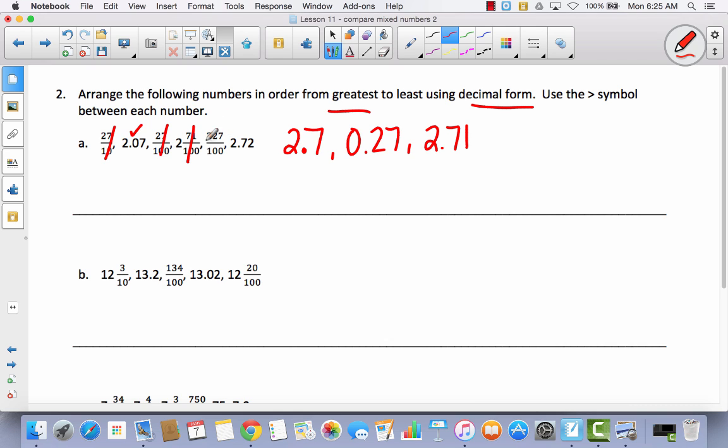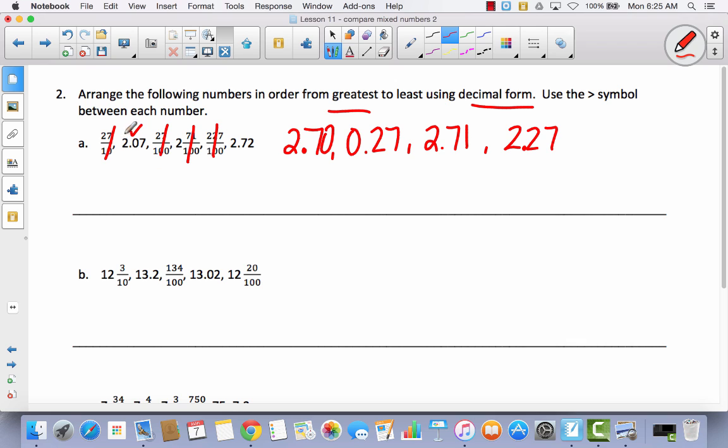And then I've got 227 hundredths. So let's look at that. 227 hundredths. Well, in hundredths, my decimal point has to go here. So 2 and 27 hundredths is the same thing as 227 hundredths. And then my last one's already in decimal form. Now you'll notice all of these are in hundredths, except for this one's in tenths. So if I add a 0 here, now I have them all in hundredths.